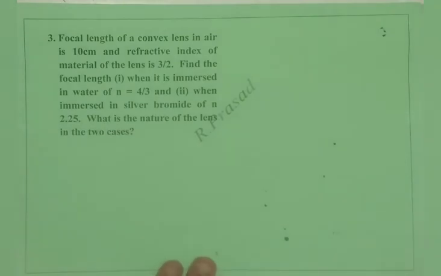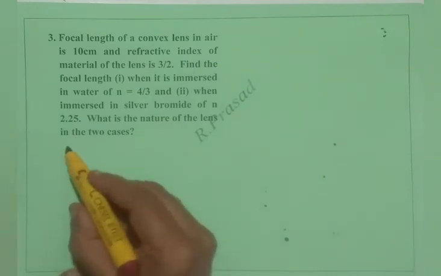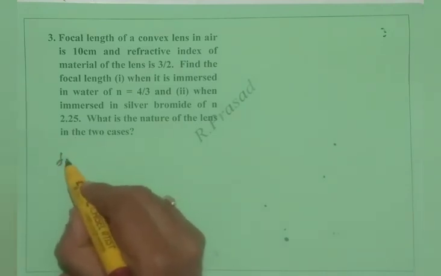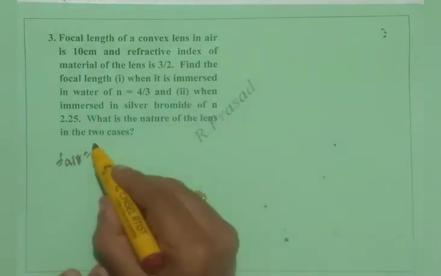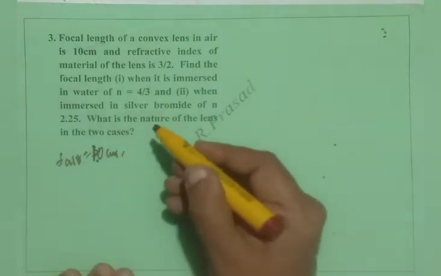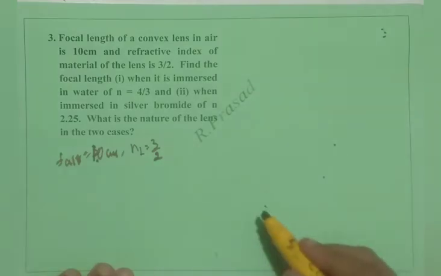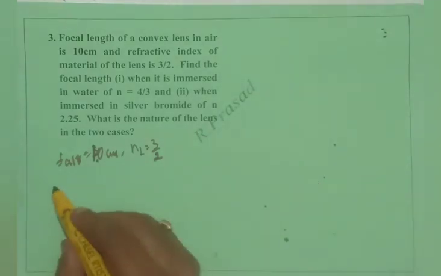Now we go for the third question. Focal length of a convex lens in air is 10 centimeter and refractive index of material is 3/2. Find the focal length when immersed in water. Say again the same idea. F air is 10 centimeter and NL, the lens medium refractive index, is 3/2. Find the focal length.